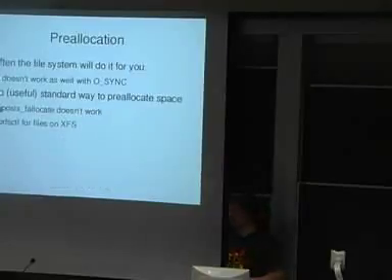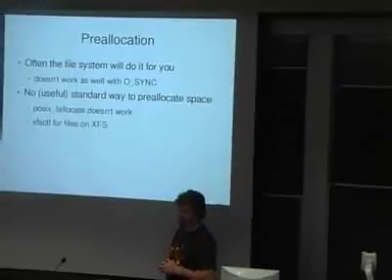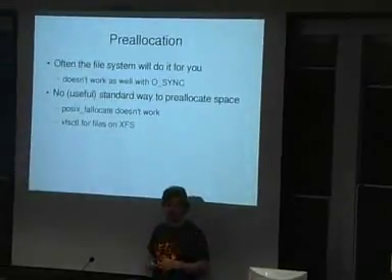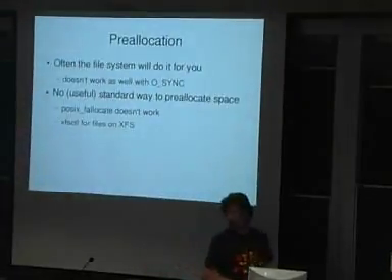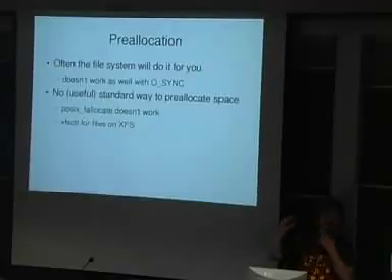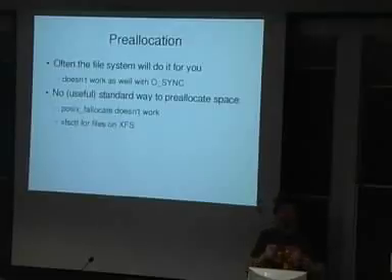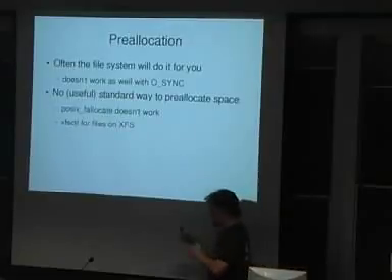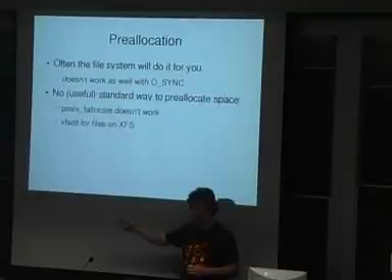So pre-allocation: often a file system will do it for you. That's a great optimization, thanks guys. Doesn't work so well with O_SYNC. There is no useful standard way to pre-allocate space. posix_fallocate doesn't work. Not that anyone really knew about the existence of this, but then you go and read the glibc implementation, which is literally: write a zero, next block, write a zero. So for everything, it writes zeros.